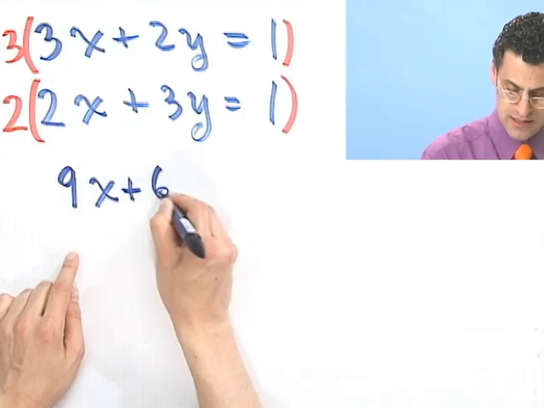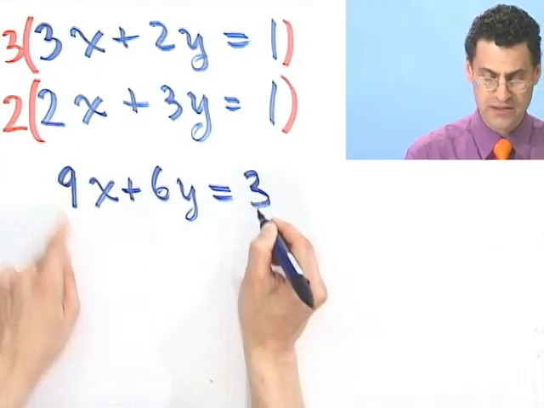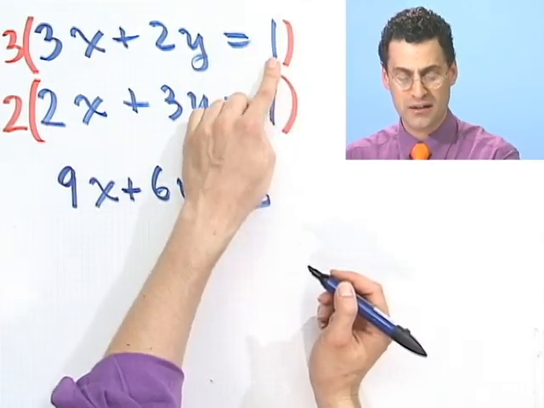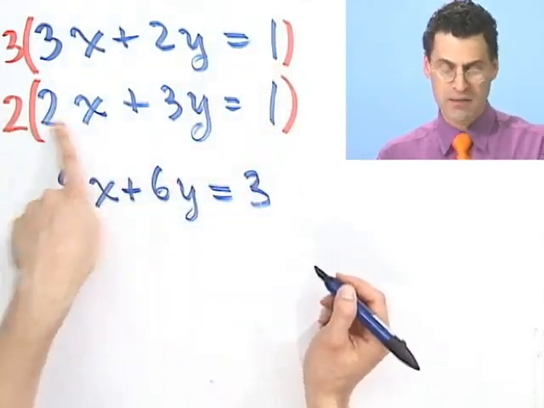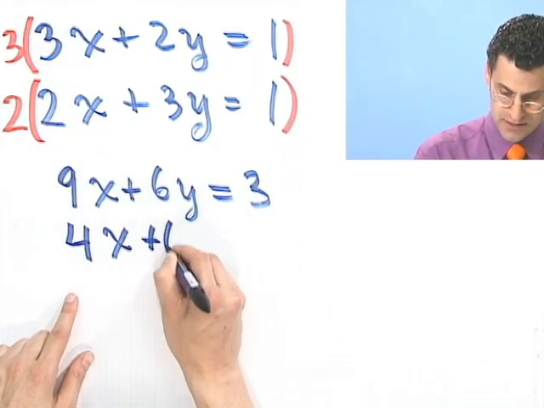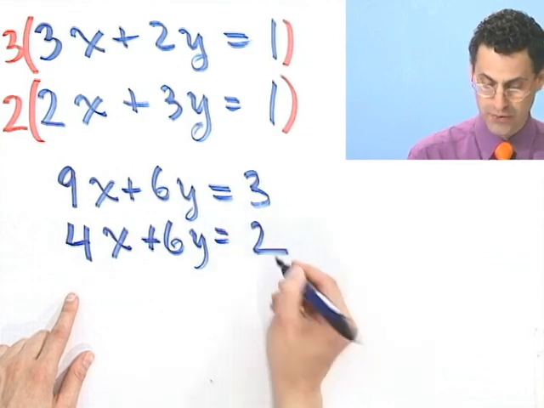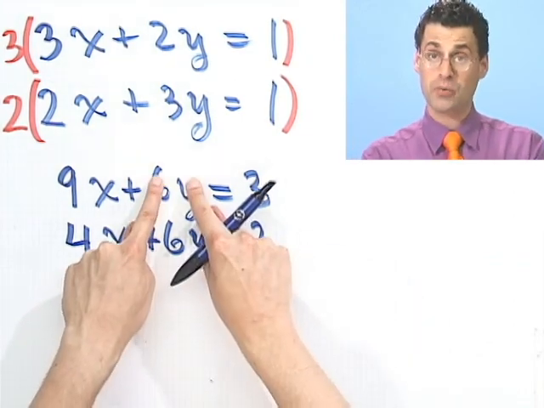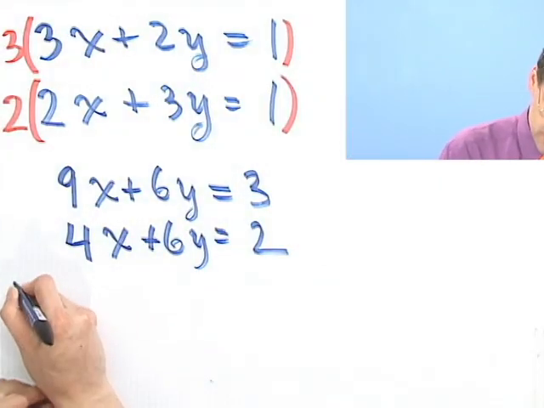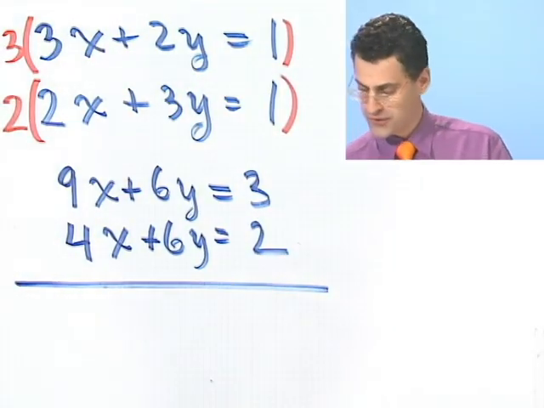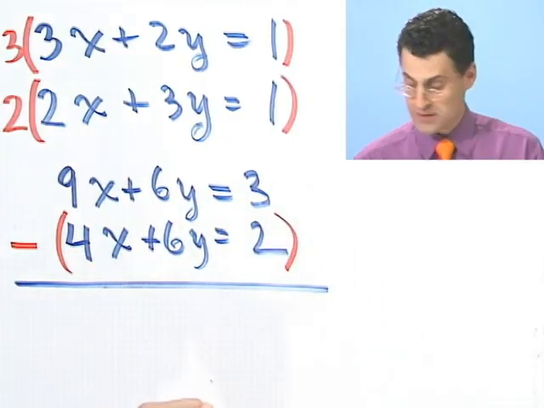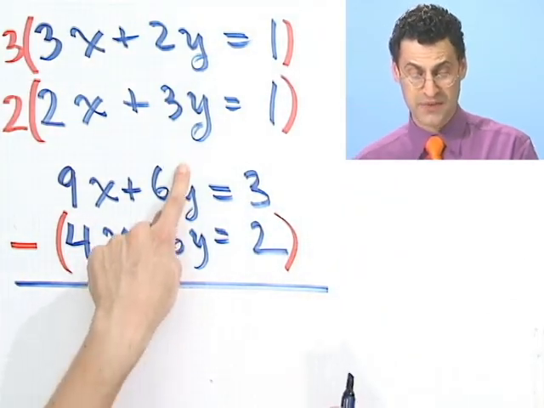9x plus 6y equals 3. Notice how I multiplied everything through by a 3. If I didn't multiply this side by a 3 here, it would change the equation. Now I'm going to multiply everything through by 2, and I see 4x plus 6y equals 2. And notice I have a 6y and a 6y. They match up perfectly, so I can actually subtract these two from each other, and I'll still get a true fact. And I'm going to now eliminate, that's why it's called elimination, the 6y.